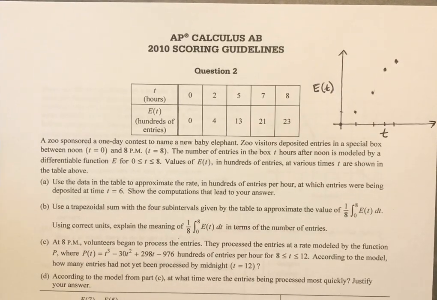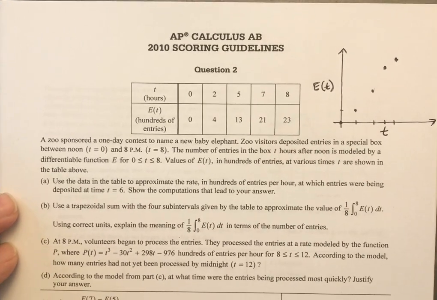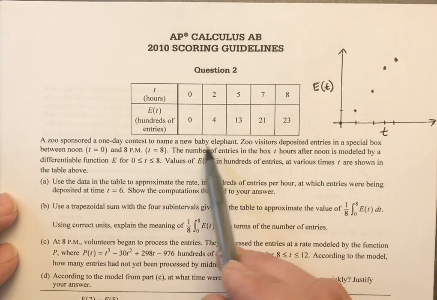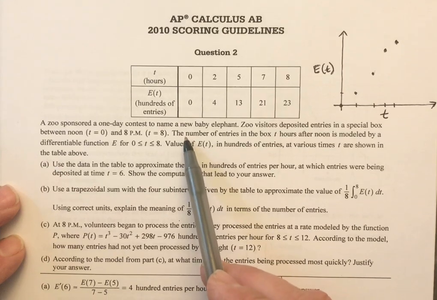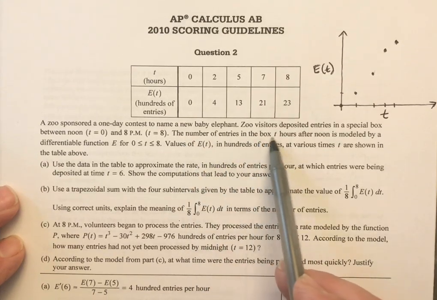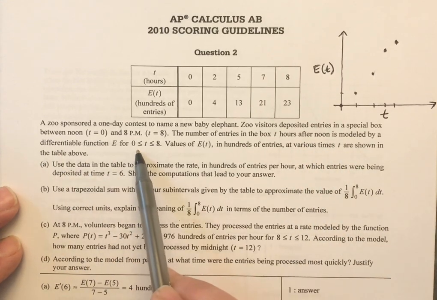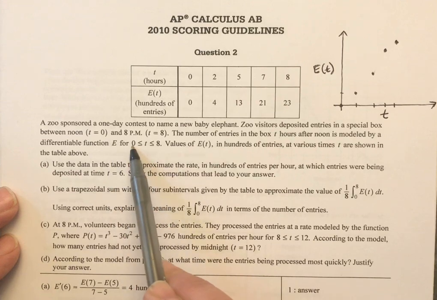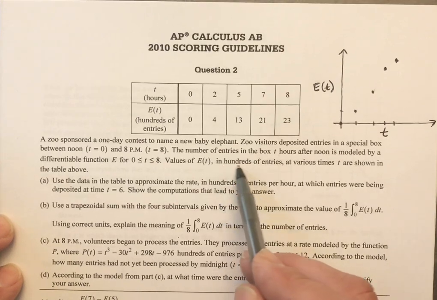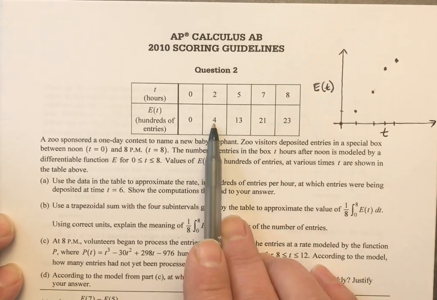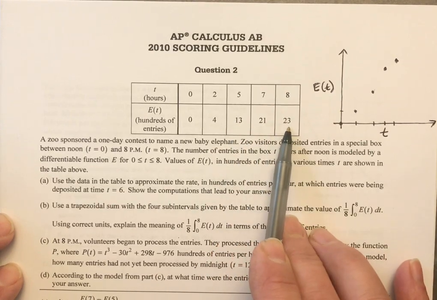This is the other problem from homework last week, and it's about the zoo that is collecting entries to name a new baby elephant. The number of entries in the box after noon is modeled by the differentiable function E, from 0 to 8. Notice that E is measured in hundreds of entries. So this would be 400, this would be 1300, this would be 2100, this would be 2300.